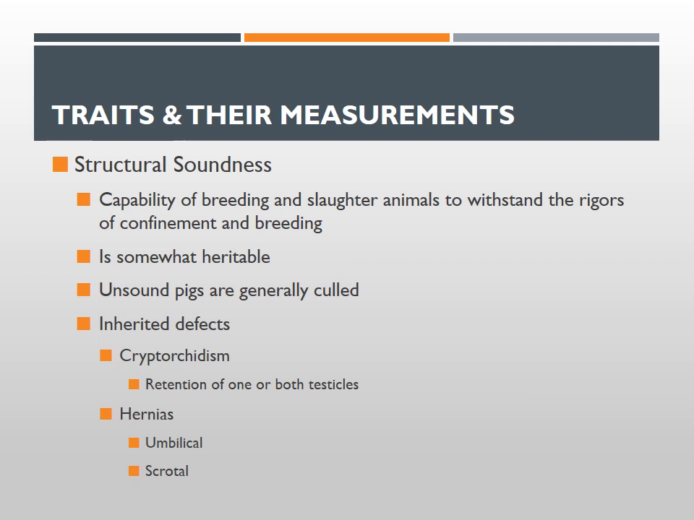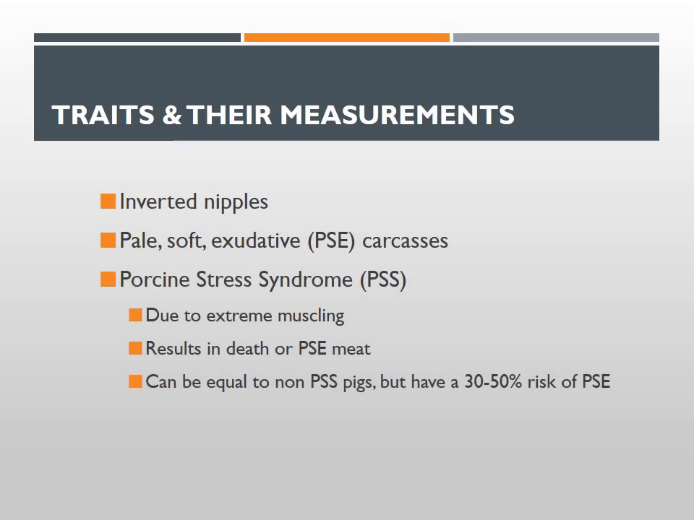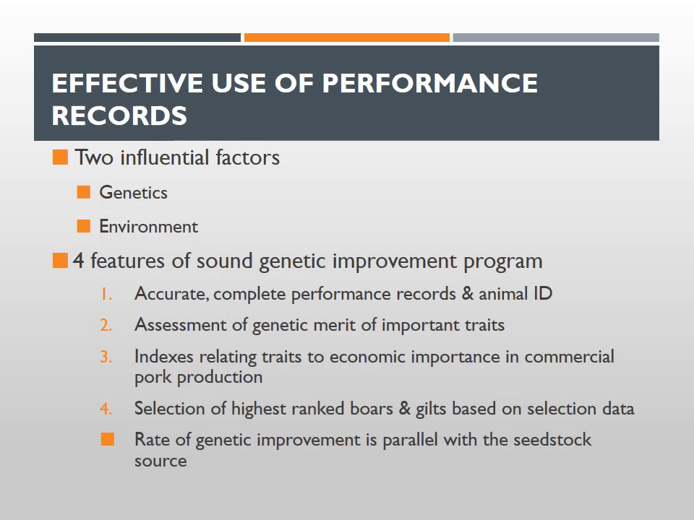Of course, there are some inherited defects that are problems out there, just like we've identified in all the other species throughout the course here, with inverted nipples going on that list. PSE, or pale soft exudative meat, which is basically soft and slimy type pork. Porcine stress syndrome. There are lots of things that happen in pigs as well, just like all the others that we've talked about. So if we effectively use performance vectors here, obviously we have two influential factors. We have genetics in play, and we have the environment in play.